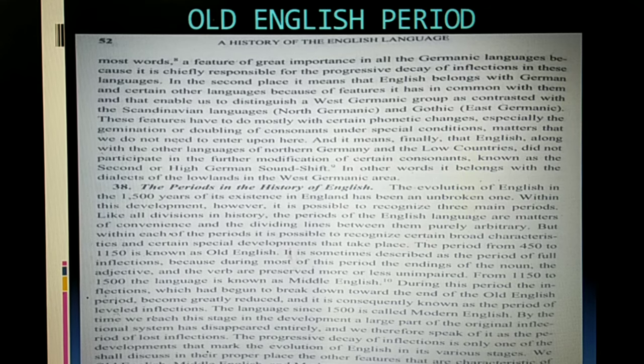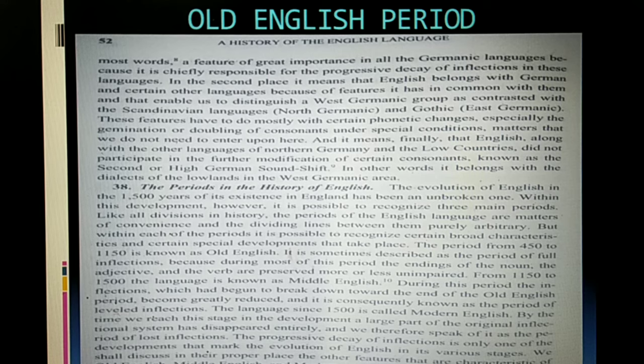And it means finally that English, along with the other languages of Northern Germany and the Low Countries, did not participate in the further modification of certain consonants known as the second or High German sound shift. In other words, it belongs with the dialects of the lowlands in the West Germanic area.